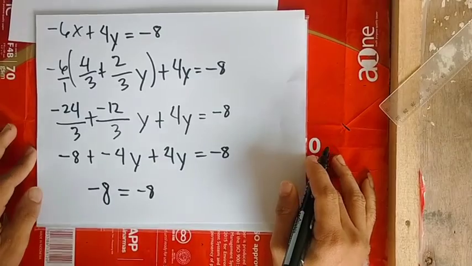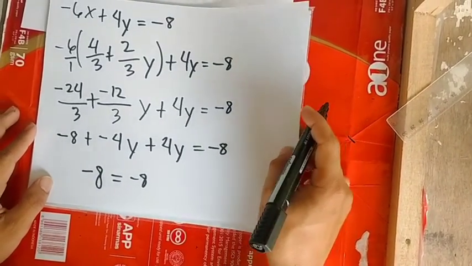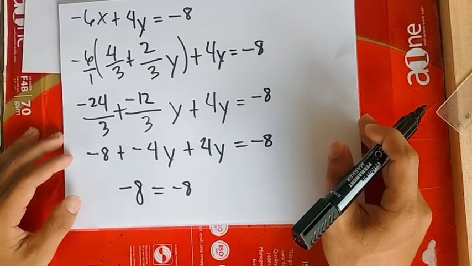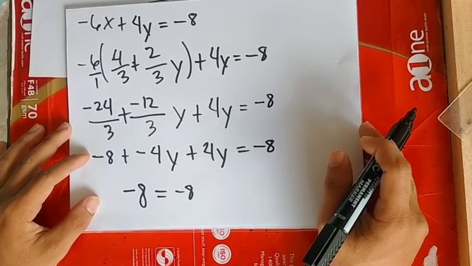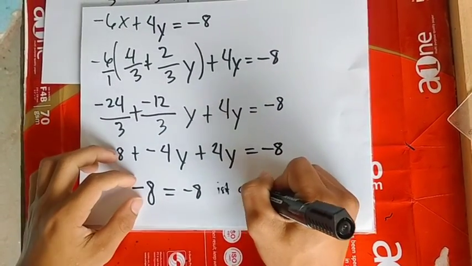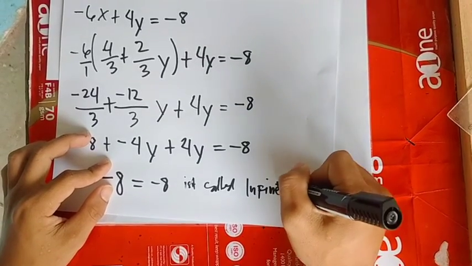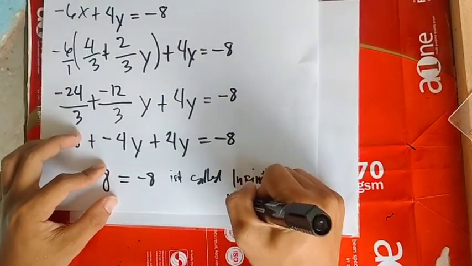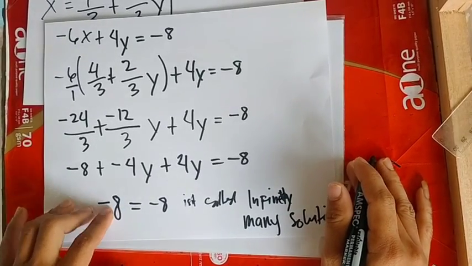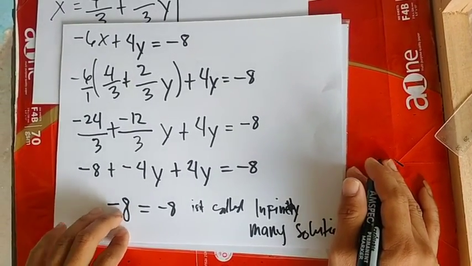Negative 8 is equal to negative 8. So if we encounter this kind of situation, it is called infinitely many solutions, because the number is equal to the same number.